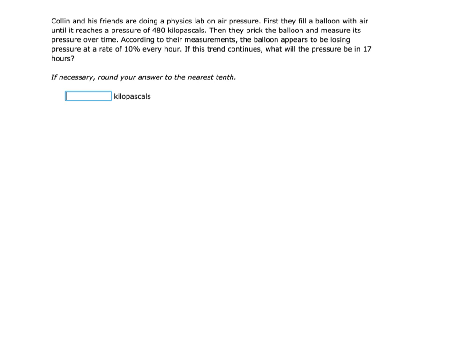All right, this looks like a really pretty complicated problem because it's all wordy, but if you look at it closely, it's not much. Colin and his friends are doing a physics lab on air pressure. First, they fill a balloon with air until it reaches a pressure of 480 kilopascals. I'm not quite sure if I'm saying that correctly, but I think I'm close.